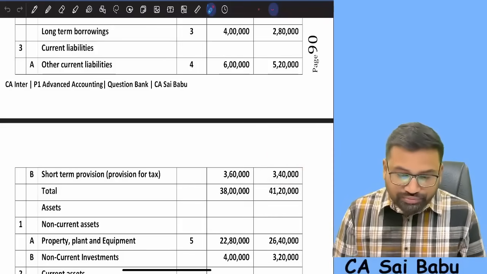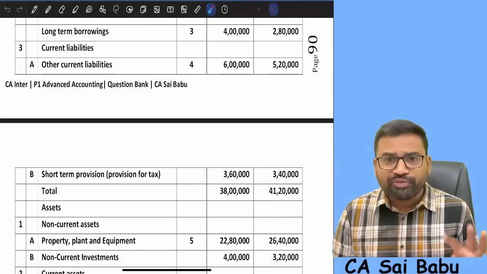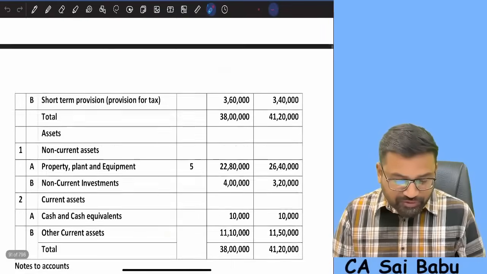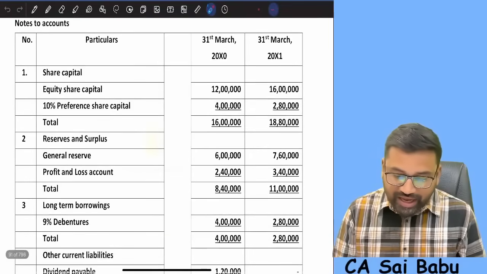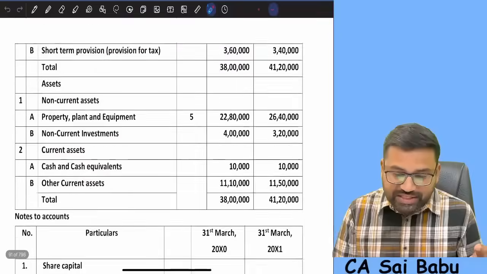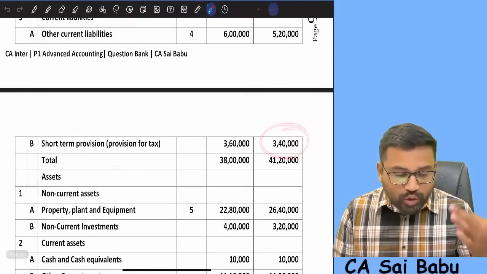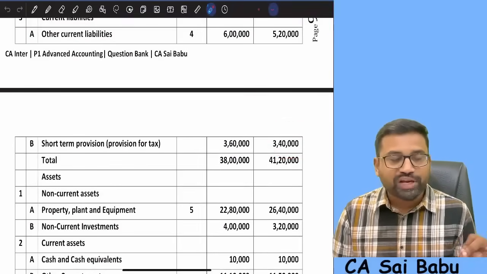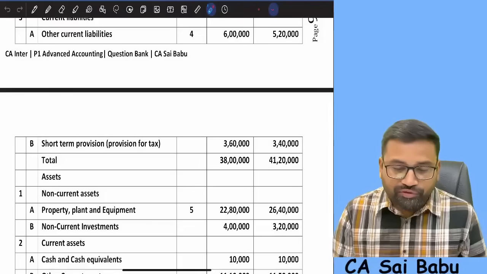So in this question, to ascertain net profit before tax, the difference between the P&L accounts is 1 lakh. For this, we need to add the transfer to general reserve 1.6 lakhs, and we need to add the closing provision for tax 3.4 lakhs. So you will get net profit before tax.